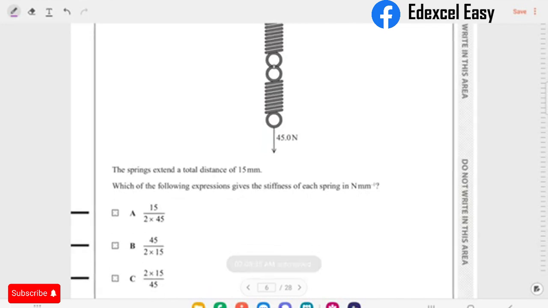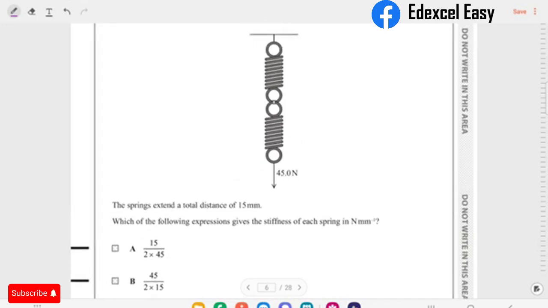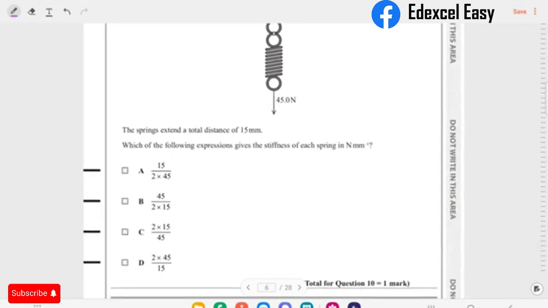So which of the following expressions gives the stiffness of each spring in Newton per millimeter? Okay. Now, over here for stiffness, the equation was F equals to K delta X. Now, in this situation, as they're connected in series, and as we are also provided the total extension, not just a separate extension of each wire, we have to consider it like this: since there are in total two springs, the total force was actually, how would I express it?